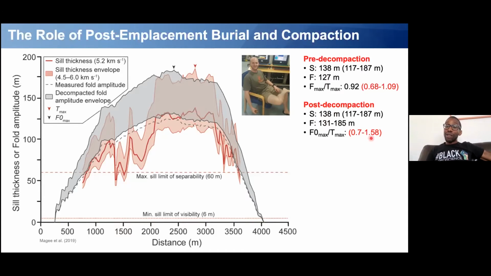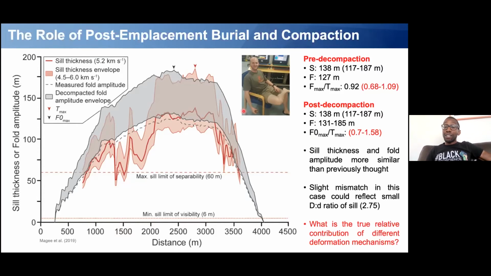And that actually means that you reduce the mismatch between the sill thickness and the fold amplitude, which leaves you with the idea that they may be more similar than previously thought. The slight mismatch in this case might be because this sill had a relatively small depth-diameter ratio, because it was quite deeply buried and it was quite narrow.